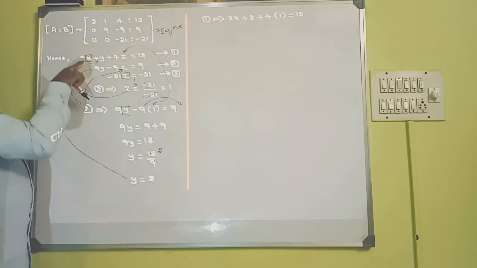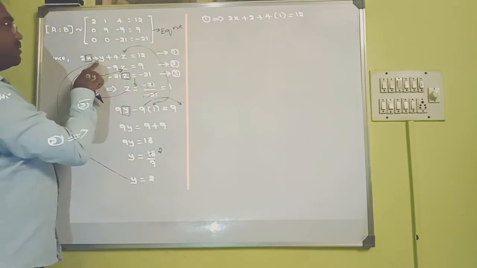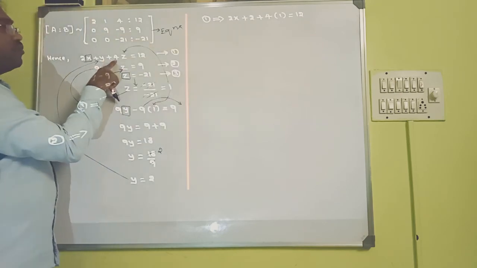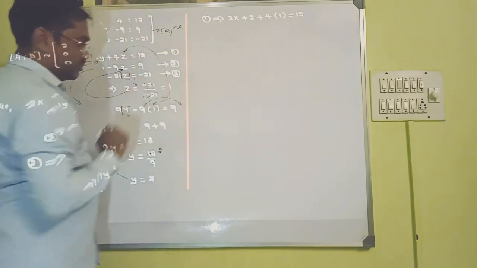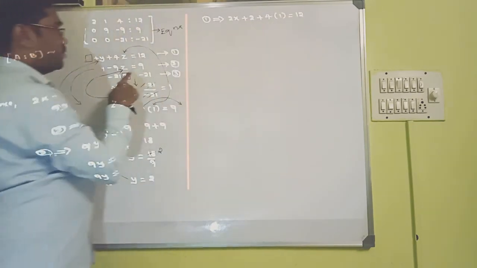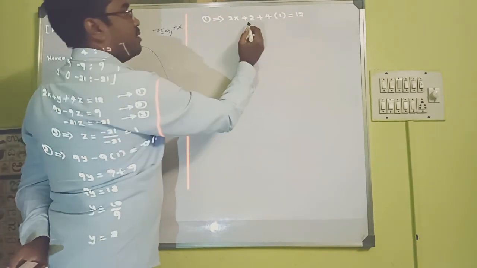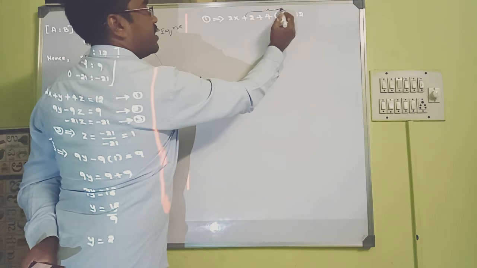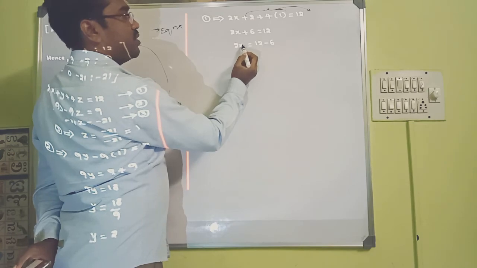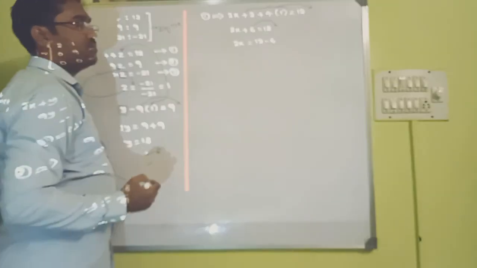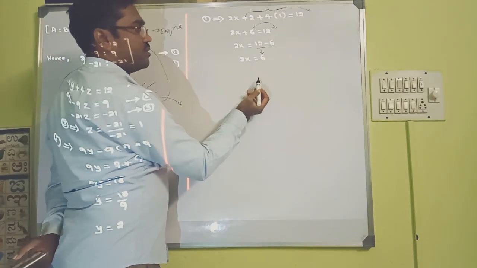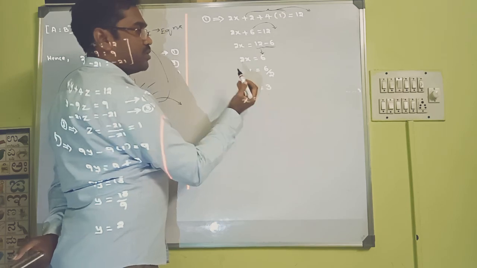Therefore equation number 1 implies 2x plus y. The value of y is 2, we have taken here, plus 4z. 4 into z value is 1. We have taken here, which is equal to 12. Now this is 6. If you take it to the RHS, you will get minus 6. Therefore 2x is equal to 12 minus 6 is 6. X is equal to 6 by 2. X is equal to 3.